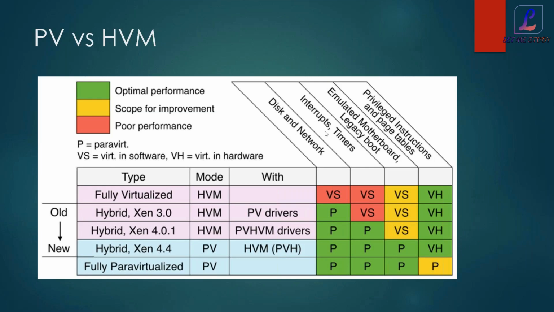So I just wanted to explain, there are two types of virtualization which AWS supports, HVM and PV. So hardware virtual machine and para virtualized. Fully para virtualized is the latest. This is just a graph of what it supports. The disk and network virtualization in software, and HVM is virtualization on hardware, and PV is para virtual. When you see here, the green is optimal performance, and the others show scope for improvement and poor performance. So fully para virtual is good.